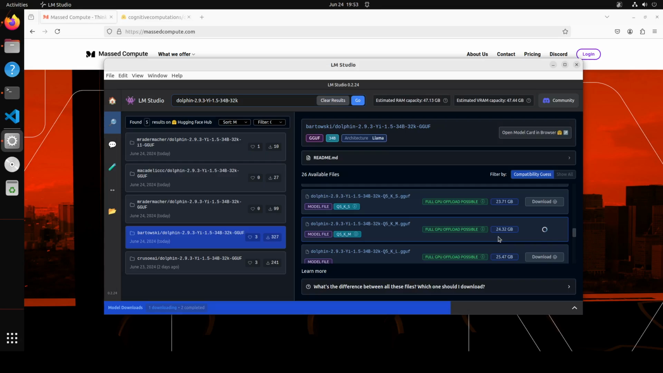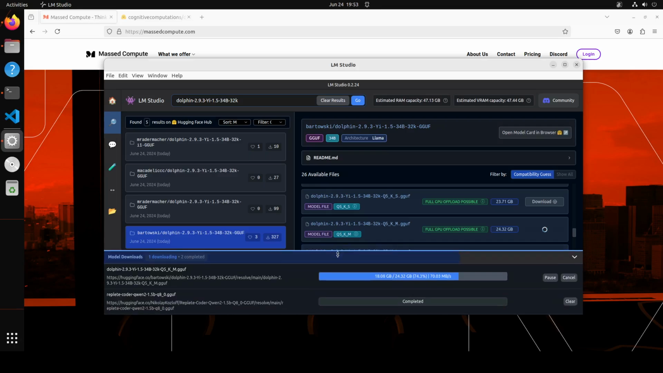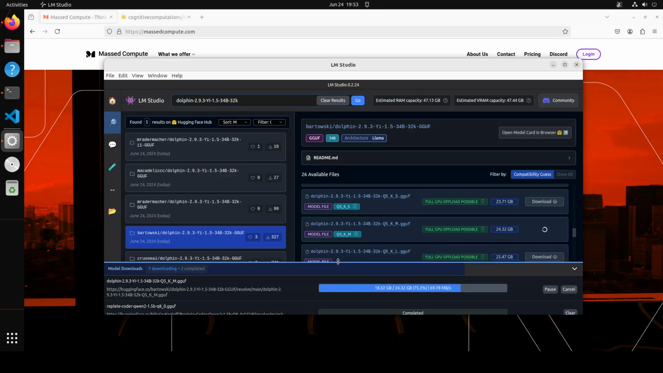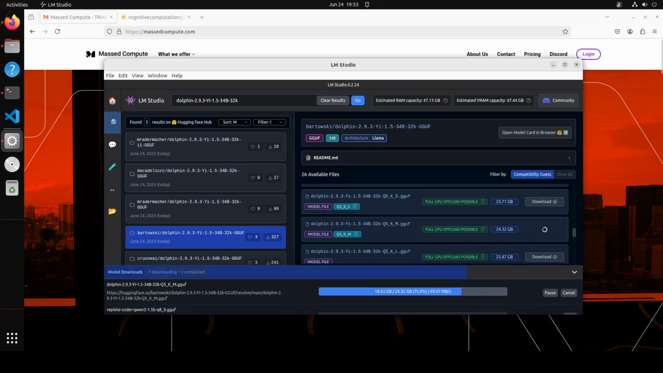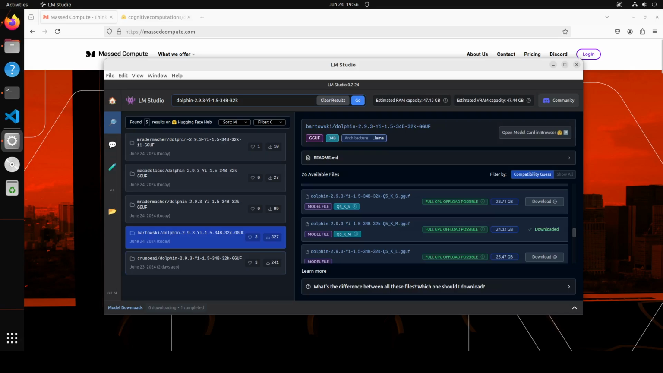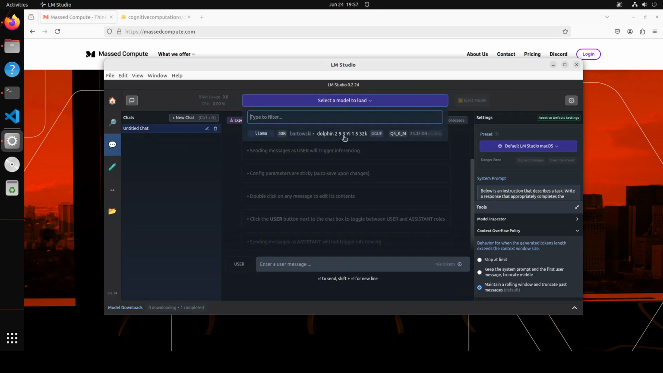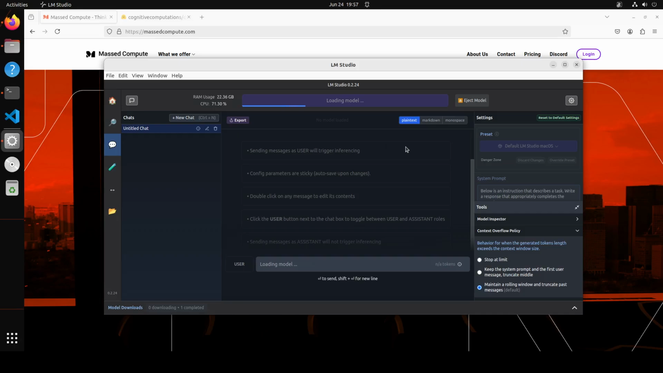As you can see, it is almost downloaded here. So I'm going with Q5_K_M, which gives a good balance between size and performance. It is almost there, around 75% done. So let's wait for it to finish and then we will proceed further. Your model is downloaded and the checksum has been verified, and you can see the file here which is around 25 gig. Let's load the model and hopefully we'll be able to offload all of it to our GPU.